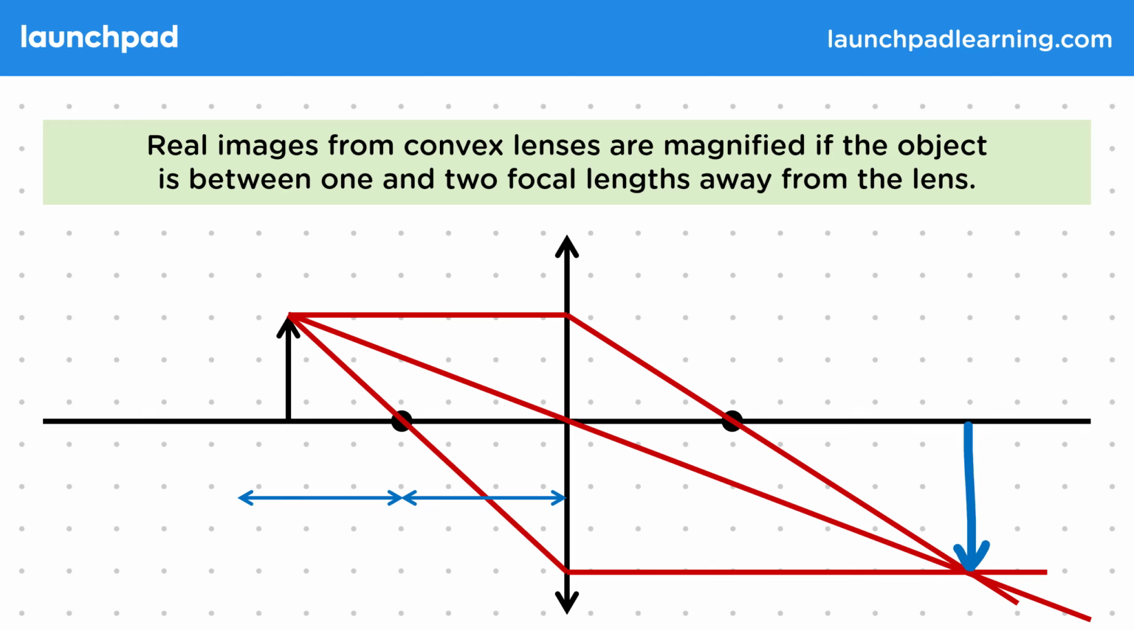So this will be the arrow for the image. As we can see, it is longer than the object arrow. So this represents a magnified image. This setup will be used for projectors, which take a small scene on a film and turn it into a large image on a screen.